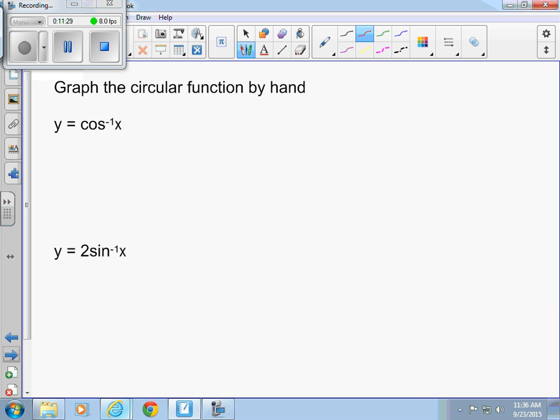Okay, graphing by hand inverse trig functions. It's not that bad. Relax.